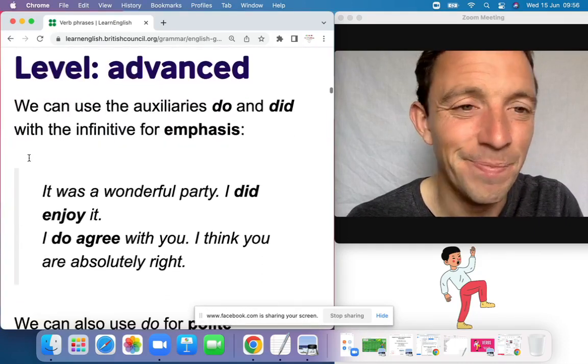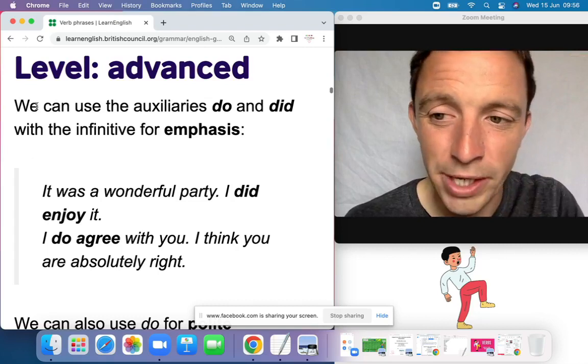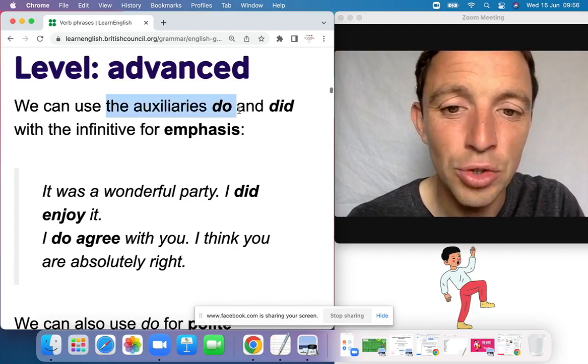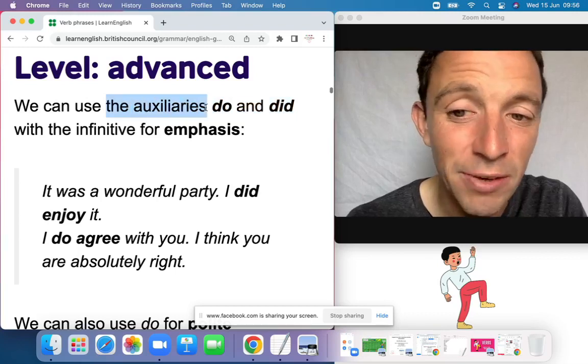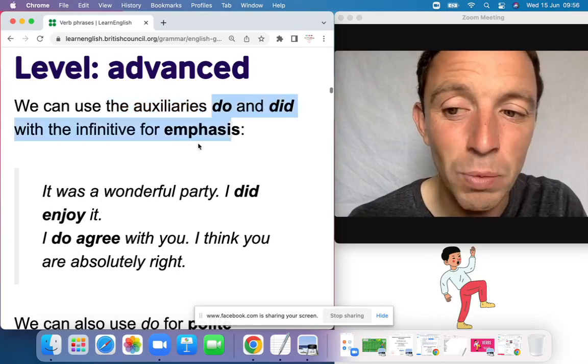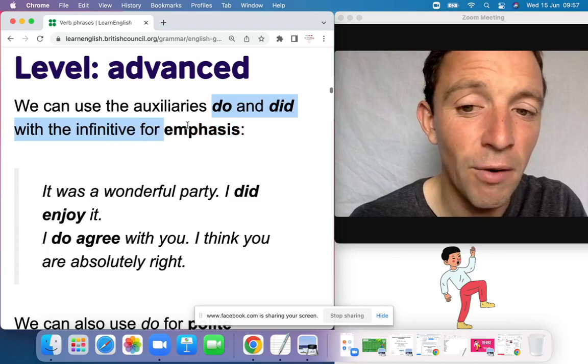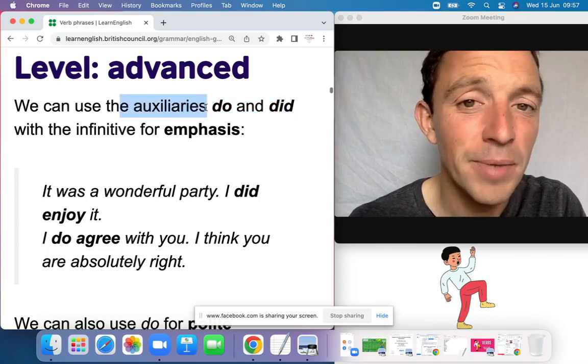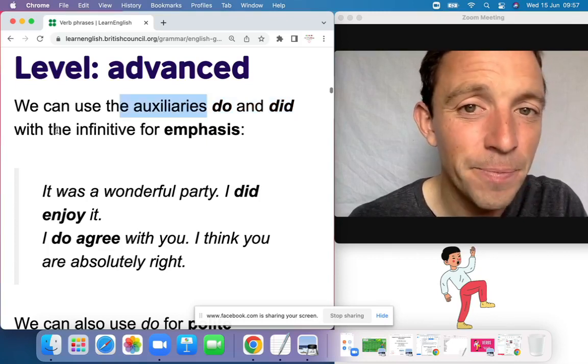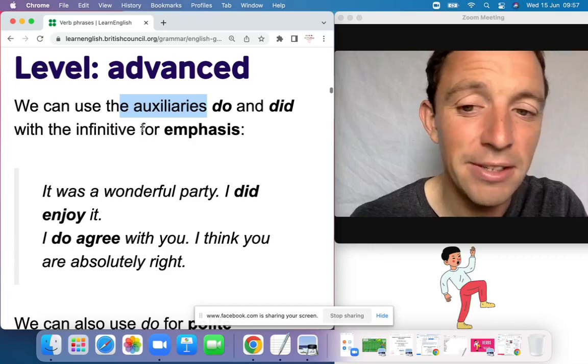Okay. Now we can use the auxiliaries do and did. So this is level advanced. We can use the auxiliaries do and did with the infinitive for emphasis. So do and did are very common auxiliary verbs in English, used with the infinitive verb, the base form, for emphasis.